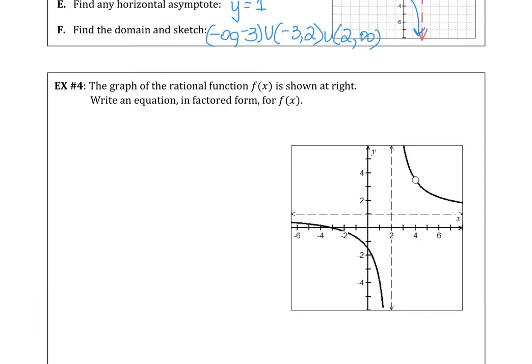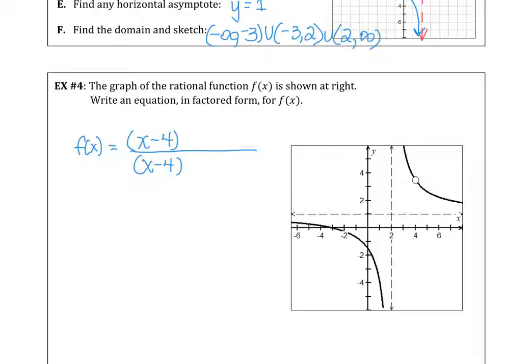Are you ready to go backwards? So given the graph of the function at right, you want to be able to write an equation in factored form. Knowing this, let's see what we know. We've got a hole at x equals 4, so the numerator and the denominator have a common factor, x minus 4. So we know that. Got to have x minus 4 in the top, as well as the denominator, because those would be eliminated.